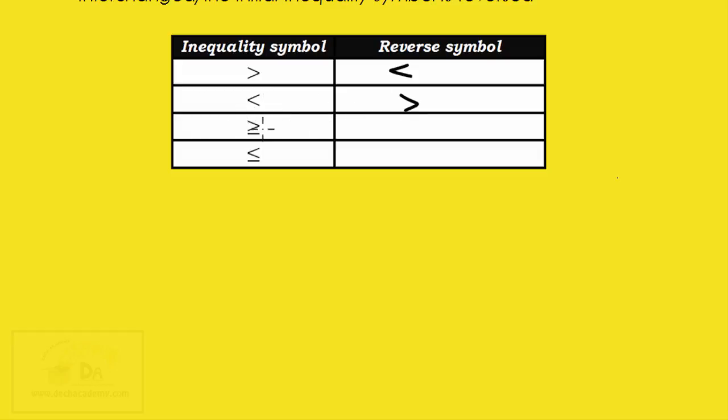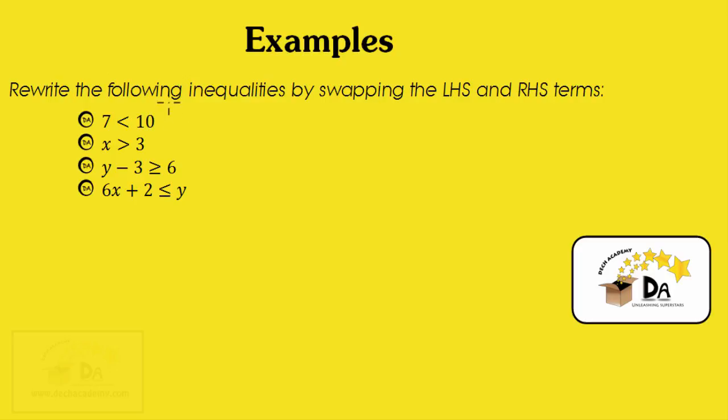The reverse symbol for greater than or equals to is less than or equals to. And the reverse symbol for less than or equals to is greater than or equals to. You can easily remember them by thinking of the opposite. And you see how the information in this table is useful shortly. Here are some examples.